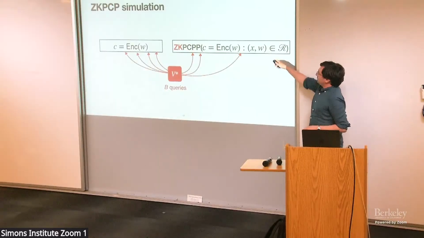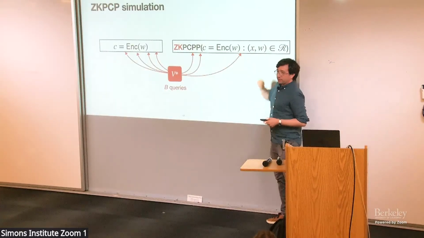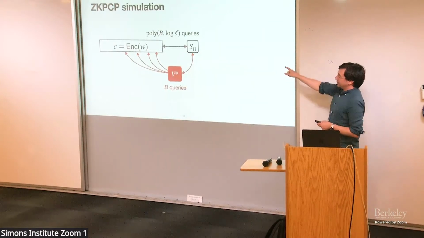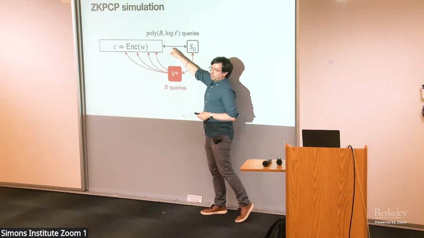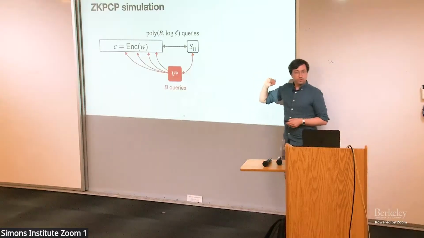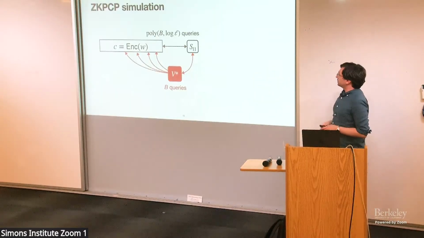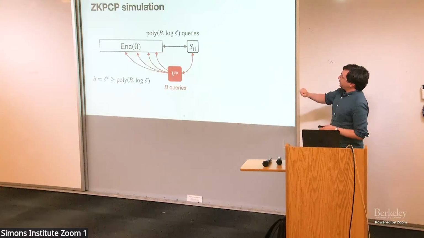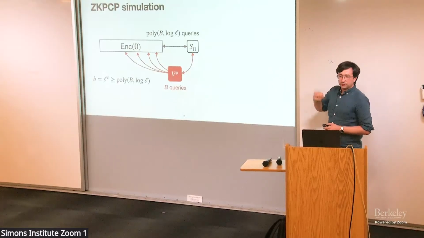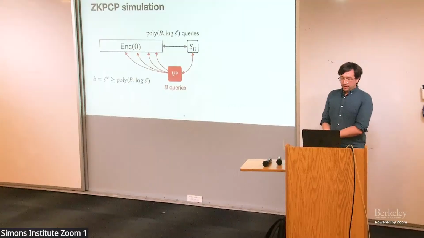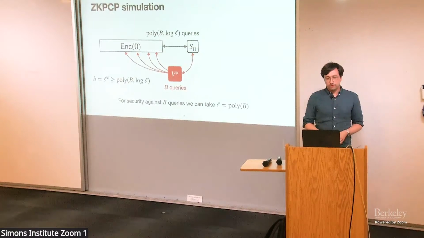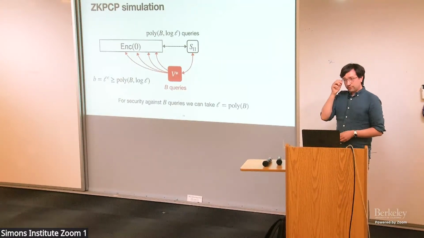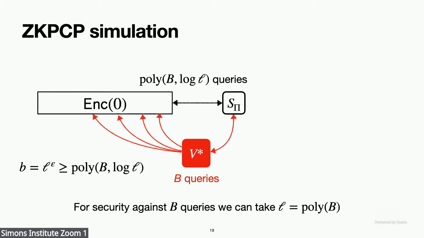So I just replace this. This is at most B queries to this guy, which means that I can replace this with the simulator. The simulator, by its guarantee, will make some polynomial in B and log L queries to the oracle. So this is where the queries to the oracle are necessary. And so long as this poly(B, log L) is less than B, then I can replace this with an encoding instead. That means that for security against B queries, we can choose this L to be some polynomial in B. Any questions about that?